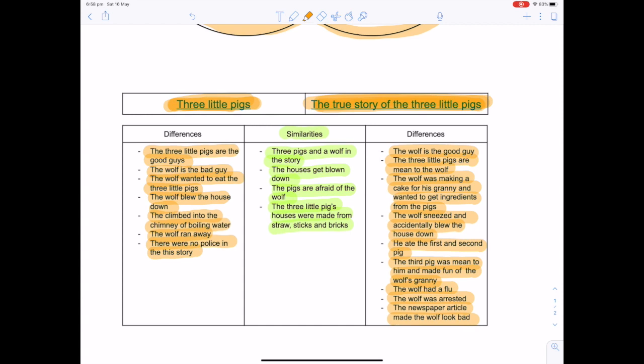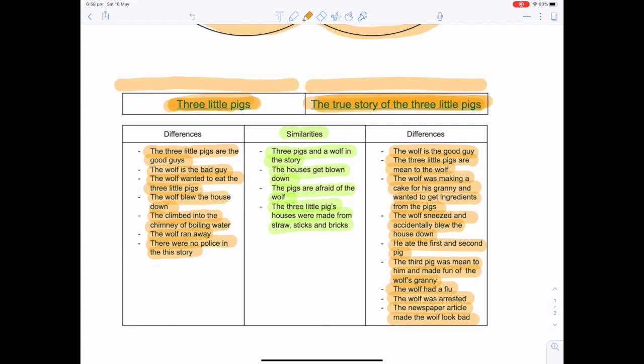Because the author has the biggest job of choosing who is the good guy and who are the bad people in the story. So in the true story, the author made the wolf look good and the pigs bad. But then in the original story, the pigs look like the good people and the wolf is bad. Okay, so authors have a very big role in making you think and feel who are the bad people or the good people in the story.